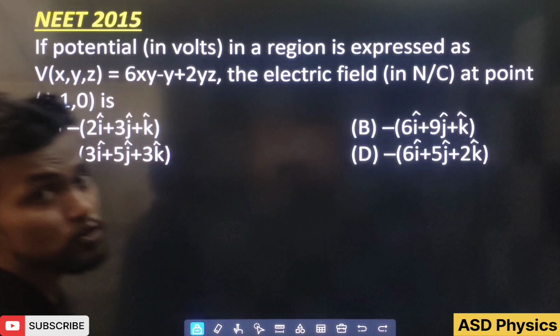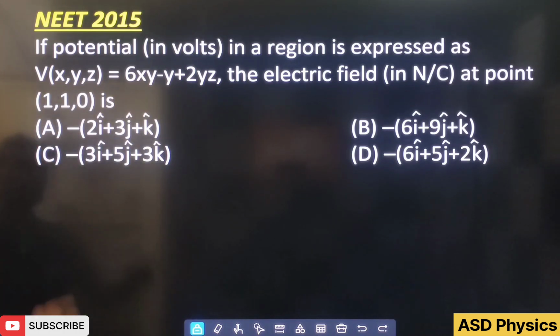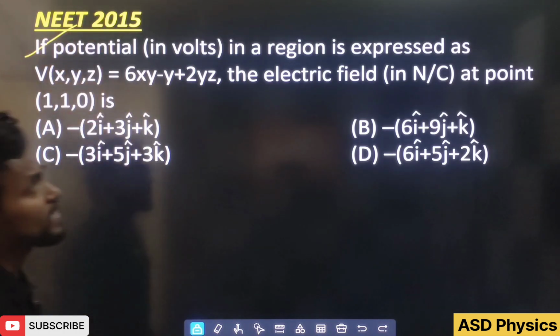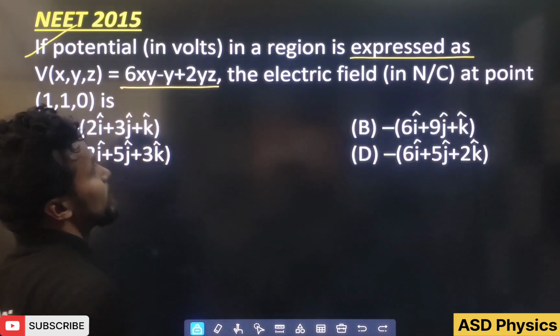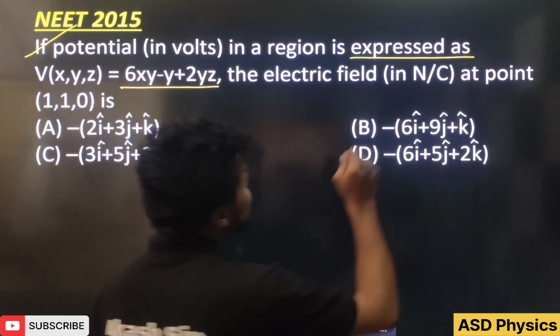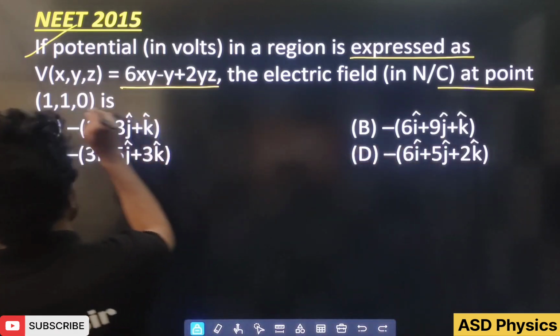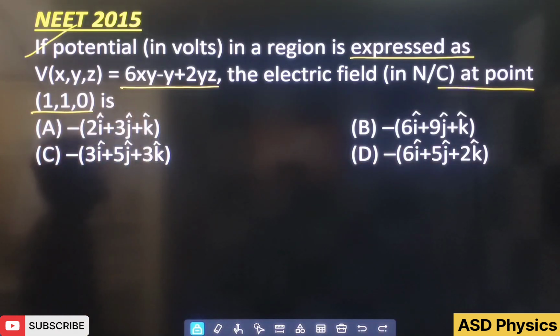Next one, students, is a NEET 2015 question. Let's go through it. If the potential in a region is expressed as 6xy minus y plus 2yz, then what is the electric field at the point 1, 1, 0?